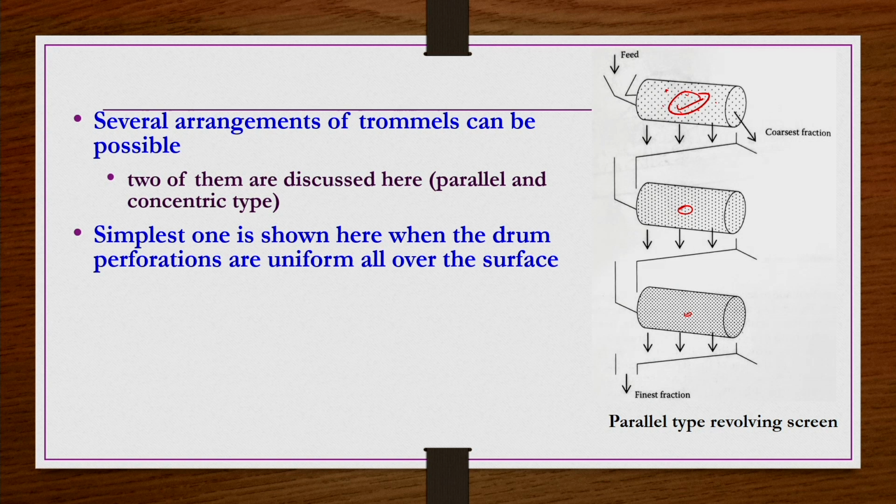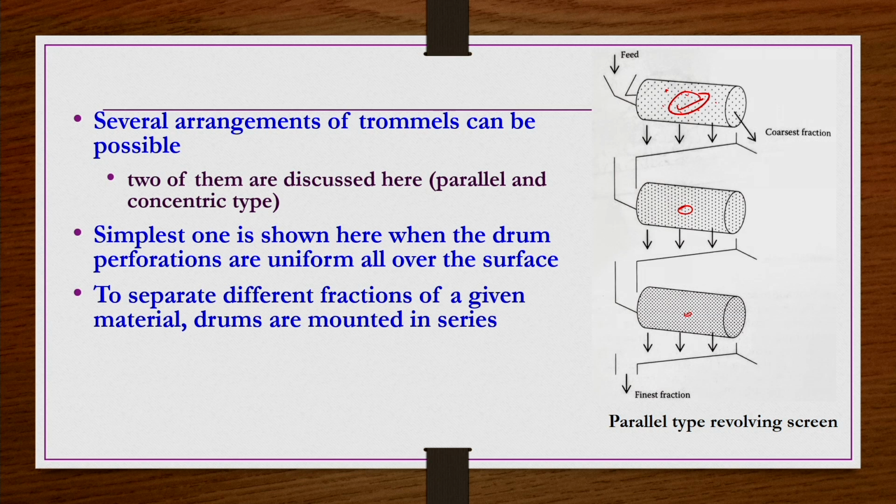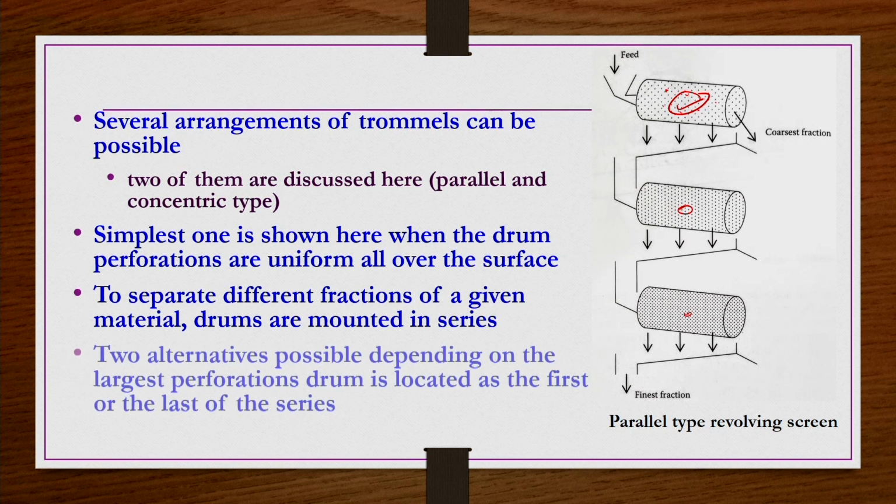And then they are arranged in such a way that maybe the drum having the largest opening is at the top, and then the drum having the smallest opening is at the bottom. That sequence we can also arrange in another way. So, to separate different fractions of a given material, drums are mounted in series as shown here in parallel type revolving screen. So, obviously two alternatives are possible depending on whether the largest perforation drum is located at the first of the series or at the last of the series.